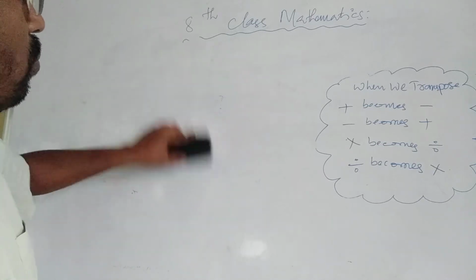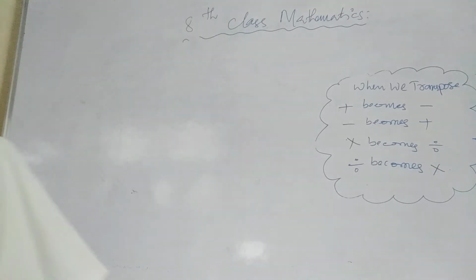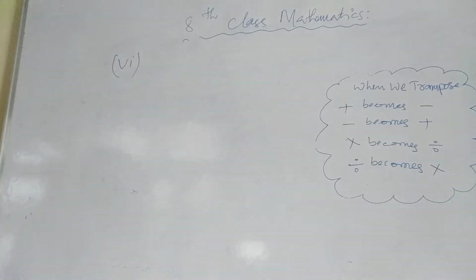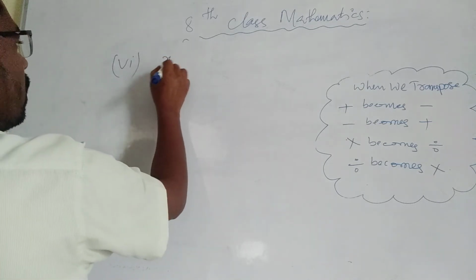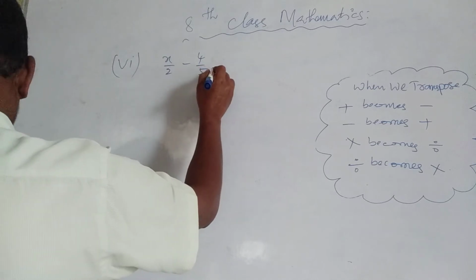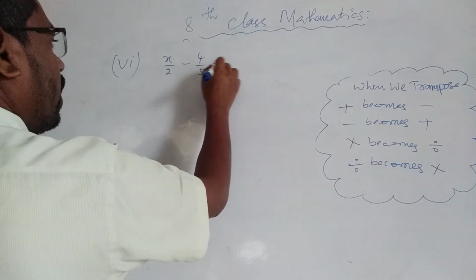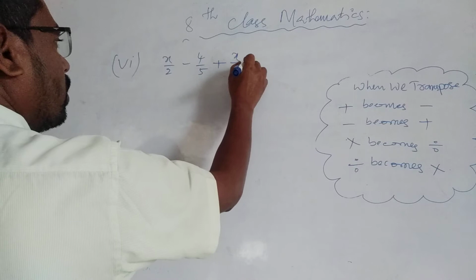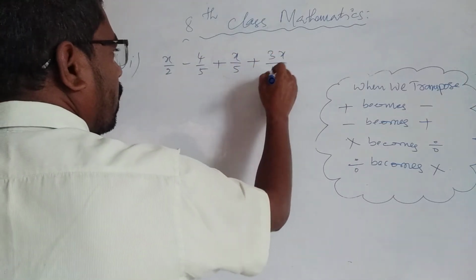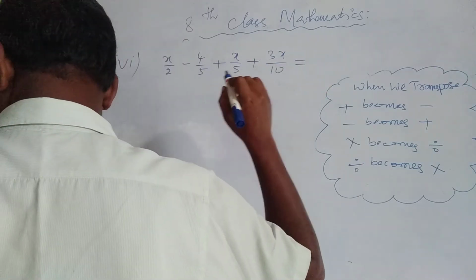Now I take one more question from your textbook, question number 6. Once you see in the textbook, what is the sixth question here? I will take x by 2 minus 4 by 5 plus x by 5 plus 3x by 10 is equal to 1 by 5.